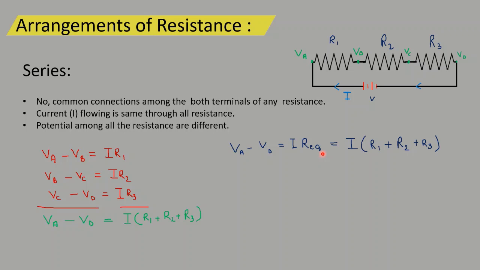This R equivalent is the whole replacement of R1, R2 and R3, and thus we equate to obtain R equivalent as equal to R1 plus R2 plus R3. So this is the basic formula to obtain the equivalent resistance when you are connecting in series. Series connection has a problem: if any one of the resistances gets damaged, then the current will stop flowing.